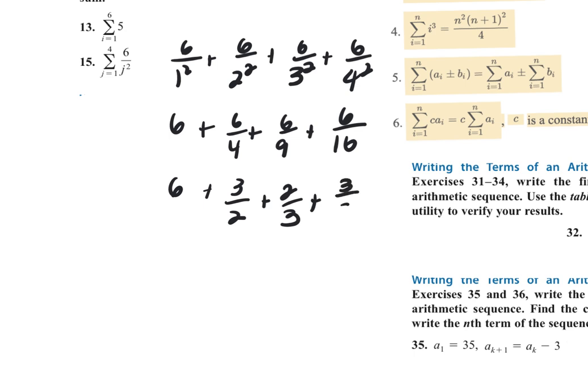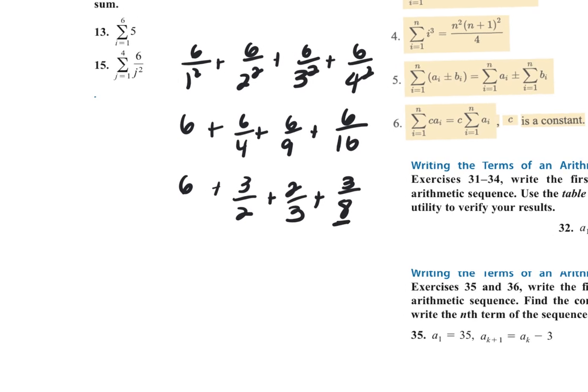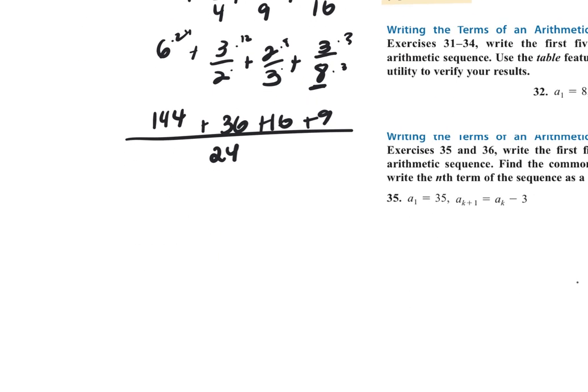3/8. And then I got to find a like denominator. So 24. So this would be times 24. 144. Times 12, 36, times 8, 16, times 3, 9. All of that would go over 24. 144, 36, 16, 9. 205 over 24.